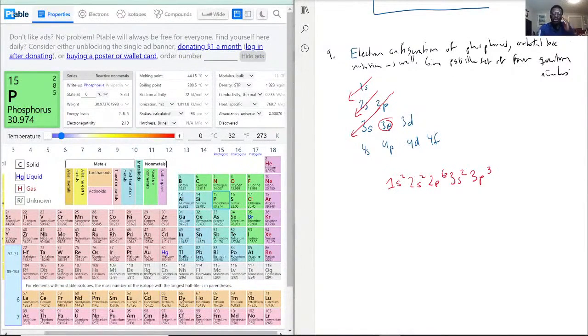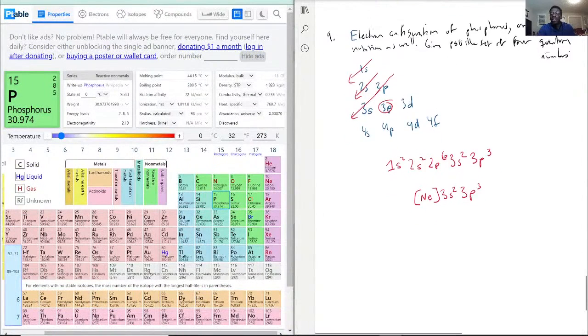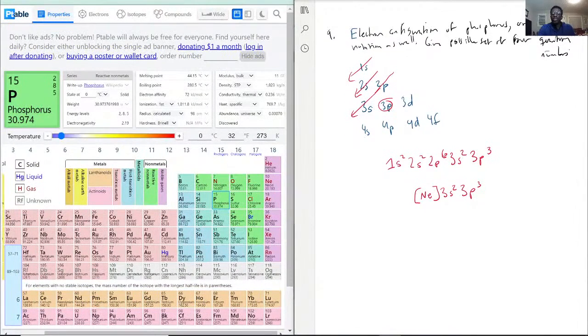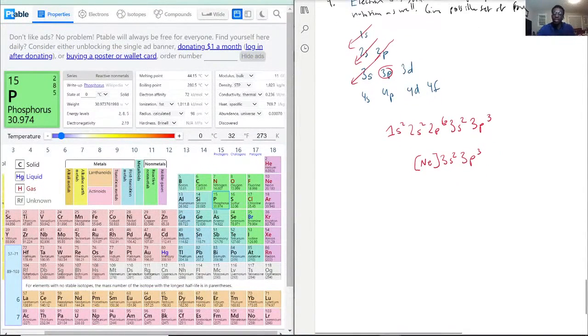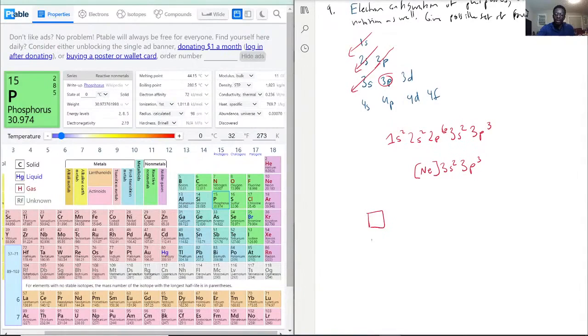And if we were to do the noble gas notation of phosphorus, we start with the previous noble gas, which is neon, and then we have 3s2, 3p3. And then they're asking for the orbital box notation as well. I'm not going to do the full one because it gets really tiresome. Fine, you've convinced me. So with that, we're going to actually draw it out.